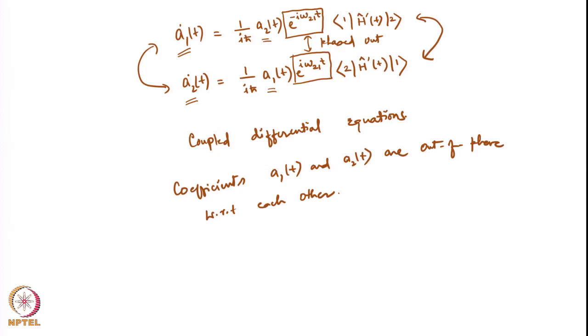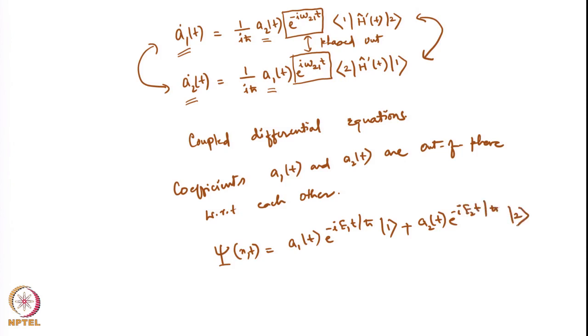Okay, so what are a1 and a2? Psi of x comma t is equal to a1 of t e to the power of minus i E1 t by h bar, psi 1, plus a2 of t e to the power of minus i E2 t by h bar, psi 2. So this was our total wave function, and these are the time dependent coefficients a1 and a2, and we know the square of the coefficients gives you the probability.